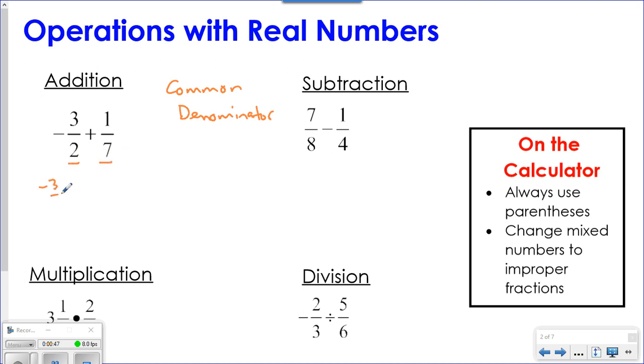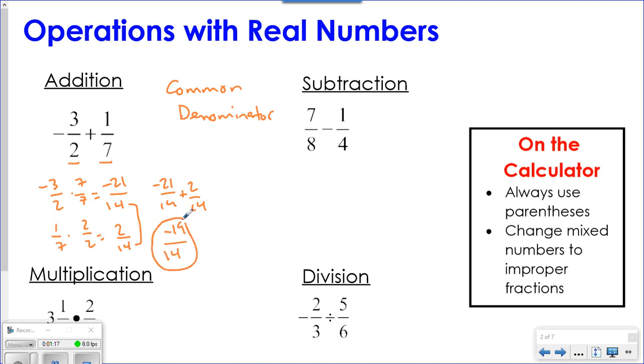So if I have -3/2, I'm going to multiply by 7 over 7, just to make sure I maintain equivalence. And that's -21 over 14. Then we have 1/7 times 2 over 2, which will give me 2 over 14. So now these have a common denominator. I'm set to go ahead and add them. So we have -21 over 14, we have 2 over 14, and altogether we're going to have -19 over 14. This is going to be an acceptable final answer.